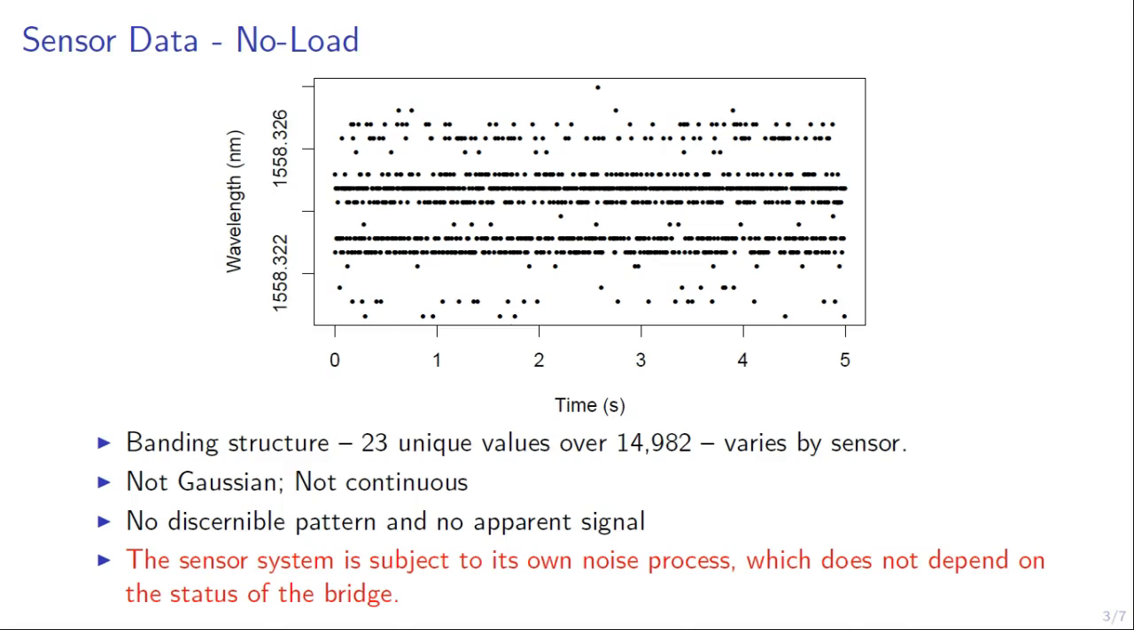With one or two lines of code, you actually realize that over 15,000 data points, there are only 23 unique values. And this number of unique values varies by sensor. So you remember that big data problem we had? Do we really have a big data problem? There are only 23 unique values.